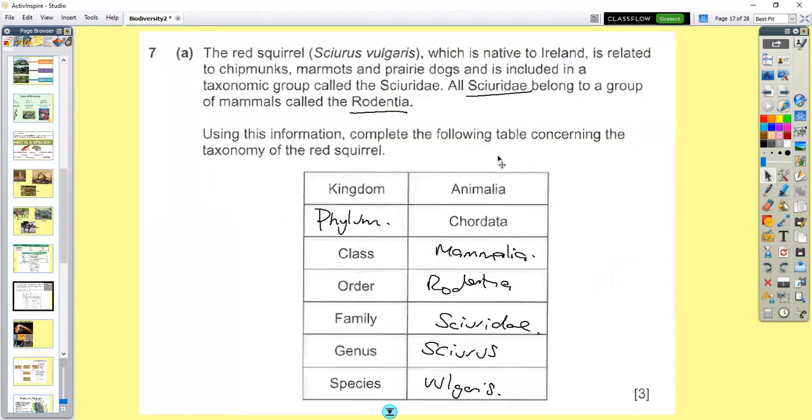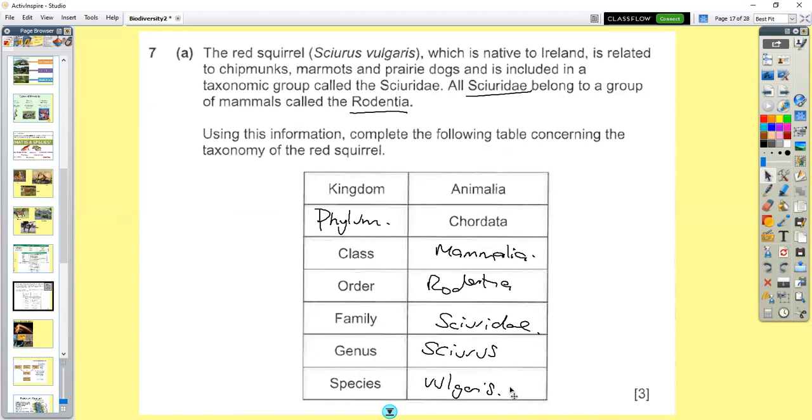And this can be seen in a particular question that's come up before. So you're given the red squirrel, Sciurus vulgaris, so that's its genus name and its species name, which is native to Ireland, is related to chipmunks, marmots, and prairie dogs, and is included in a taxonomic group called Sciuridae. All Sciuridae belong to the group of mammals called Rodentia. Okay, so then you have to complete the table.